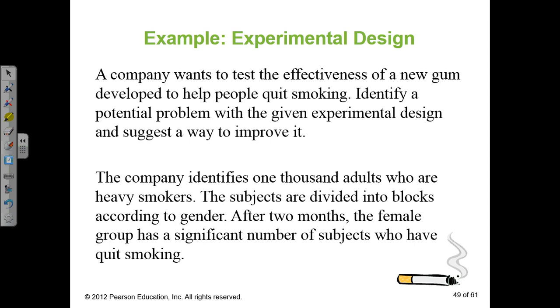So a company wants to test the effectiveness of a new gum to help people quit smoking. Let's identify a potential problem with the following. The company identifies 1,000 adults who are heavy smokers. The subjects then are divided into blocks according to gender, and after 2 months, the female group has a significant number who have quit smoking.